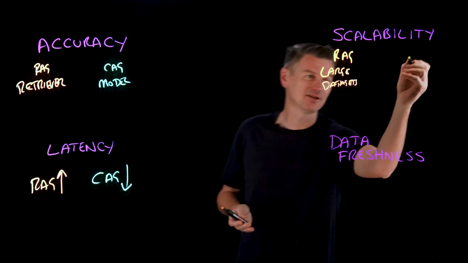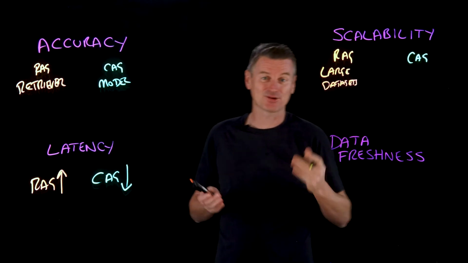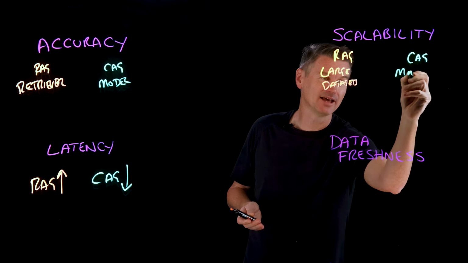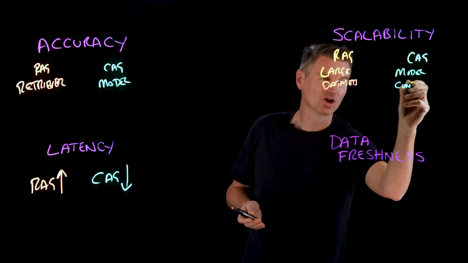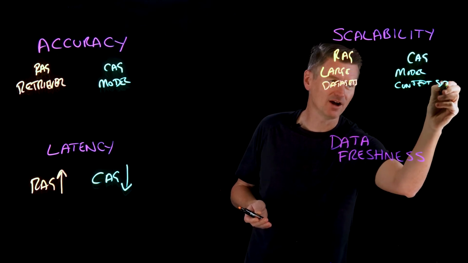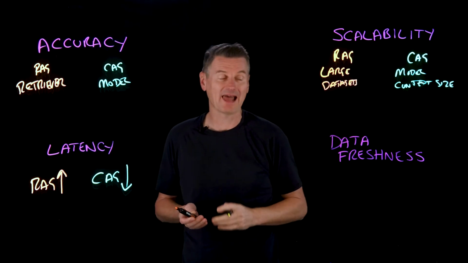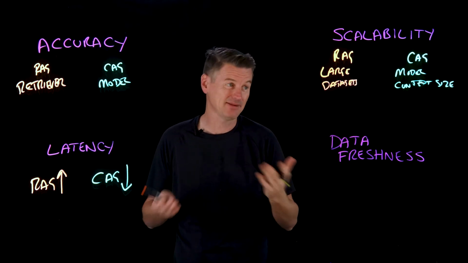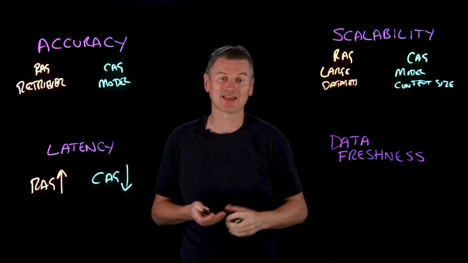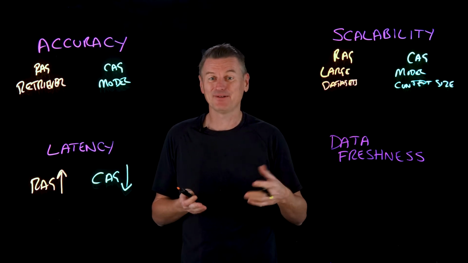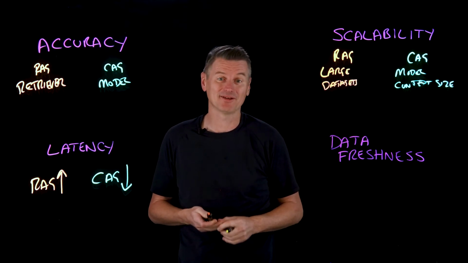But CAG, however, does have a hard limit. With CAG, the scalability restriction is basically related to the model context size. We can only put in there what the model will allow us to fit. And as I mentioned earlier, that's typically like 32 to 100K tokens. So that might be a few hundred documents at most.